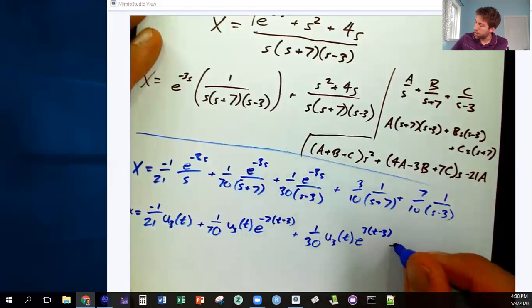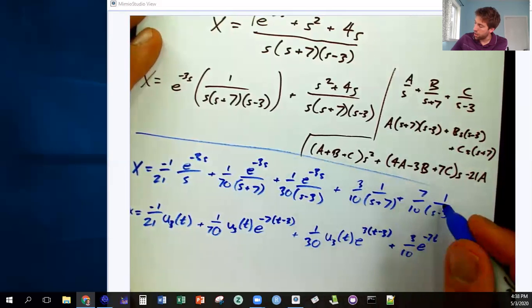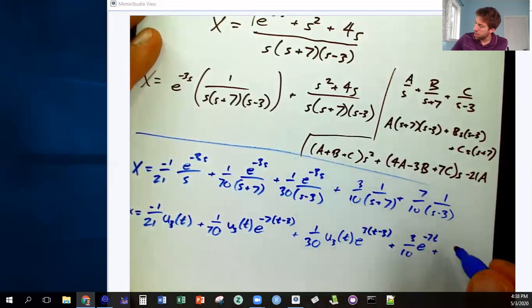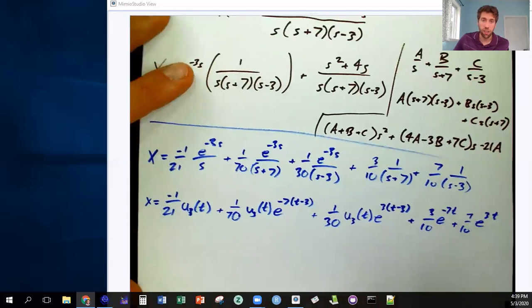Okay, and then plus these last two terms. 3 over 10, that's e to the negative 7t, and then there, that's plus 7 tenths e to the 3t. And that is your answer.